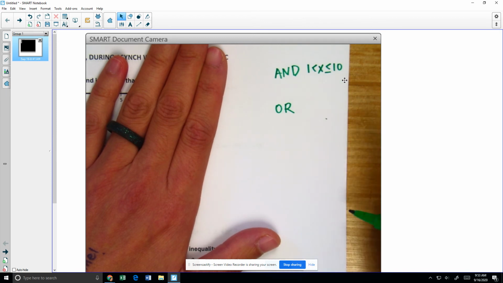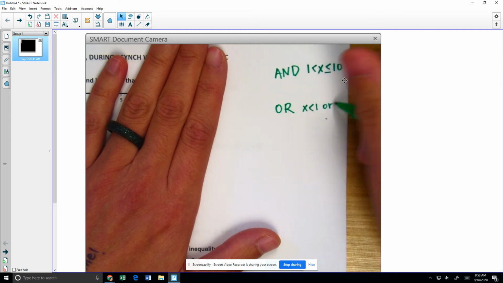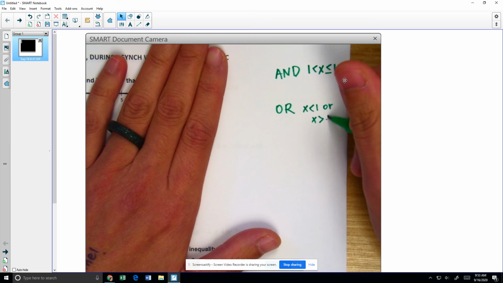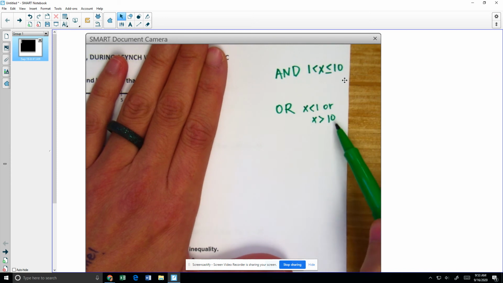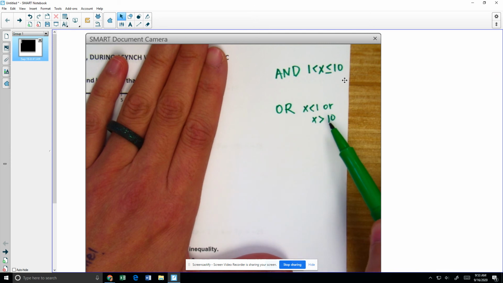Whereas if you have an or statement, you could say x can be less than 1 or x can be greater than 10. So do you see how those two are different? It could be less than 1, any number less than 1, or it could be any number greater than 10, but it can't be any of those things in between.